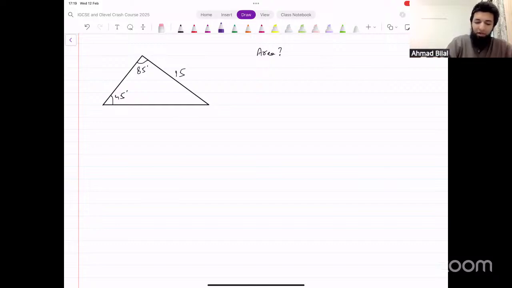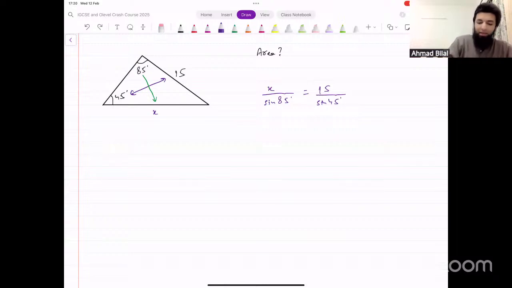If you want to use the formula half AB sine C, we also need another side. You have one pair of side and angle given, and you have one angle given in the triangle as well. Can you find this side somehow? You can use sine rule to find this missing side. Okay. How can you find that? You can use sine rule for this, right? Let's do that. Let's call this side x. We can say x over sine of 85 should equal 15 over sine of 45.